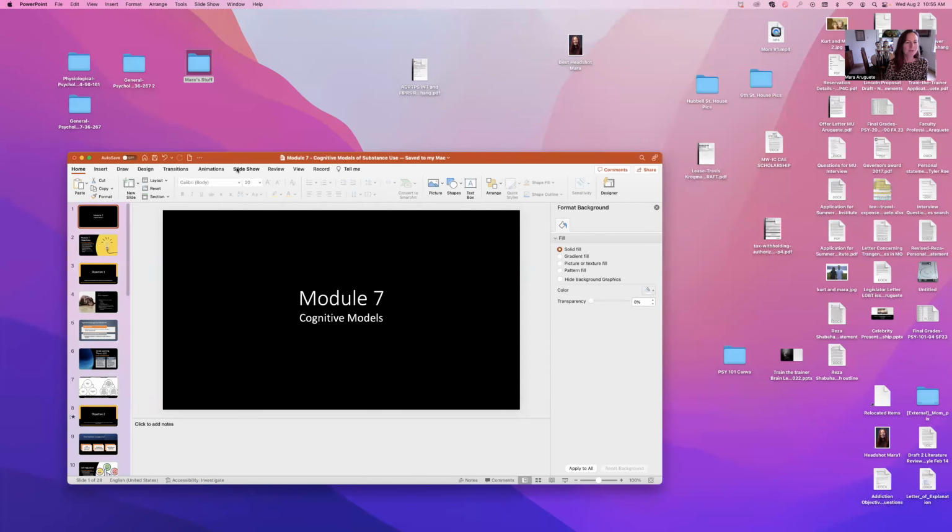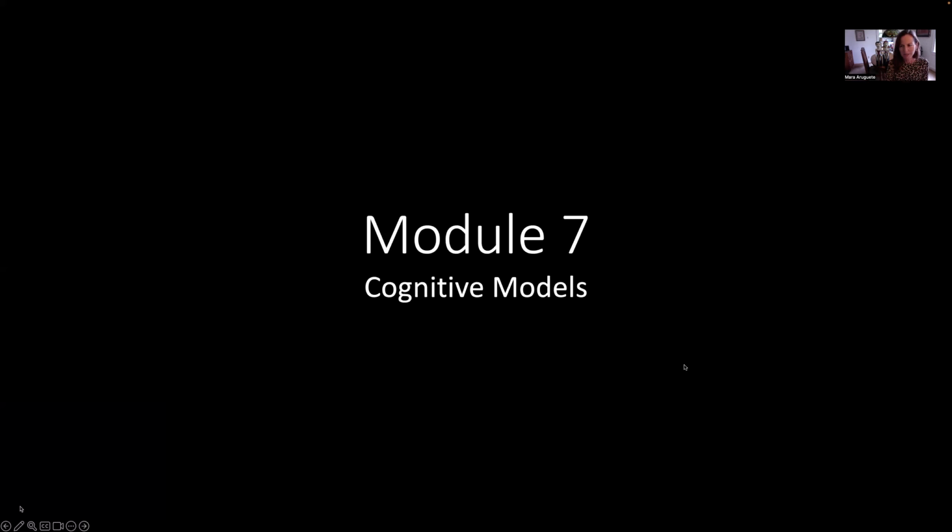So today I'm talking about Module 7, which are the cognitive models. And so we'll address what is cognition and cognitive. If you're not sure what that word means, that's okay.